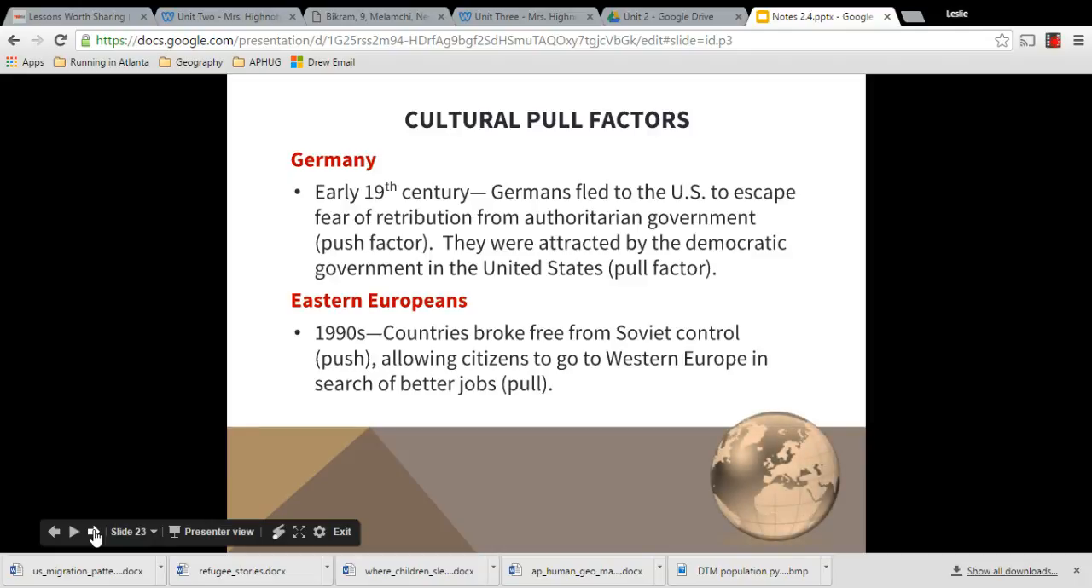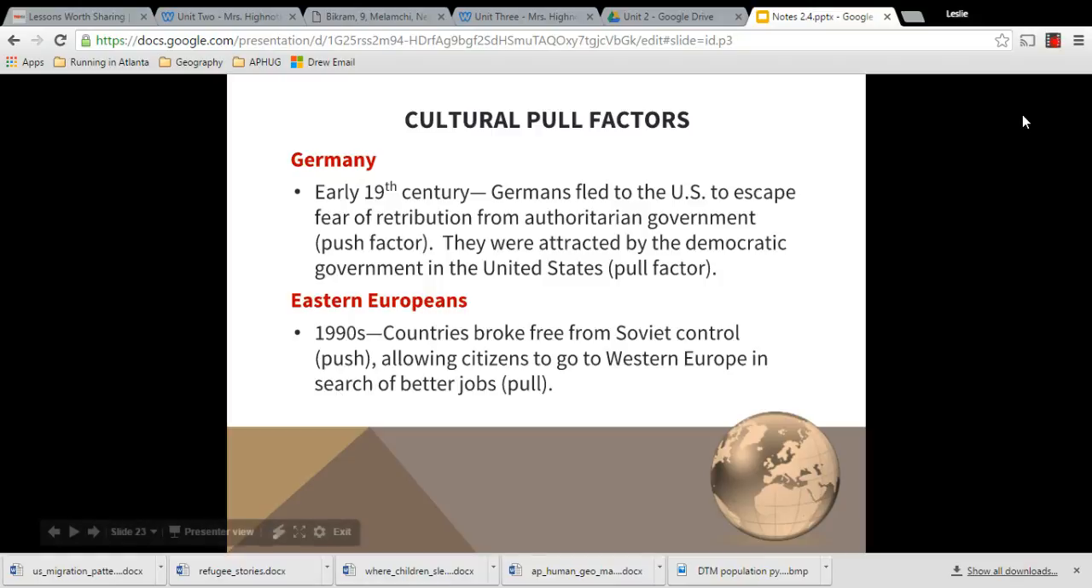So we have push factors, which can be voluntary and involuntary migration, but culture can also relate to pull factors. In the early 19th century, Germans fled to the United States to escape fear of retribution from an authoritarian government, which was the push factor. They were attracted to the United States by its democratic government, which was a pull factor.